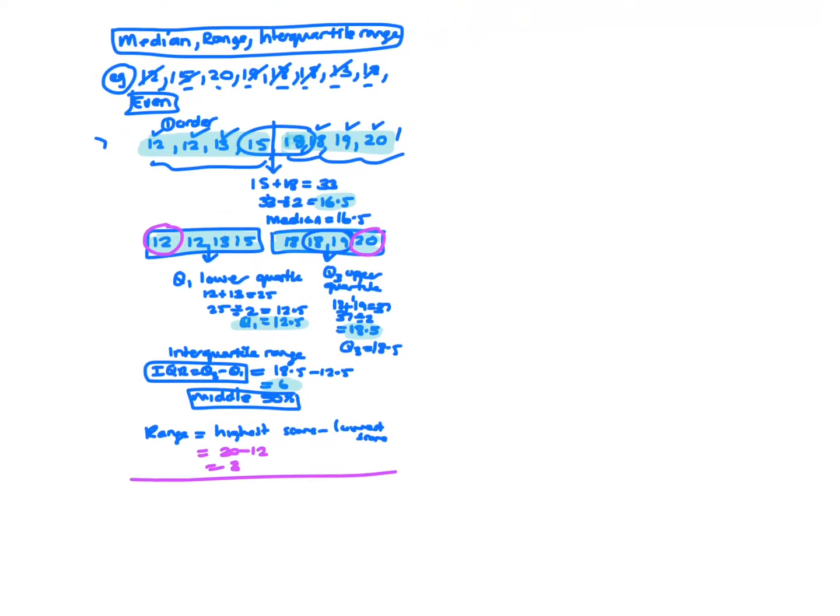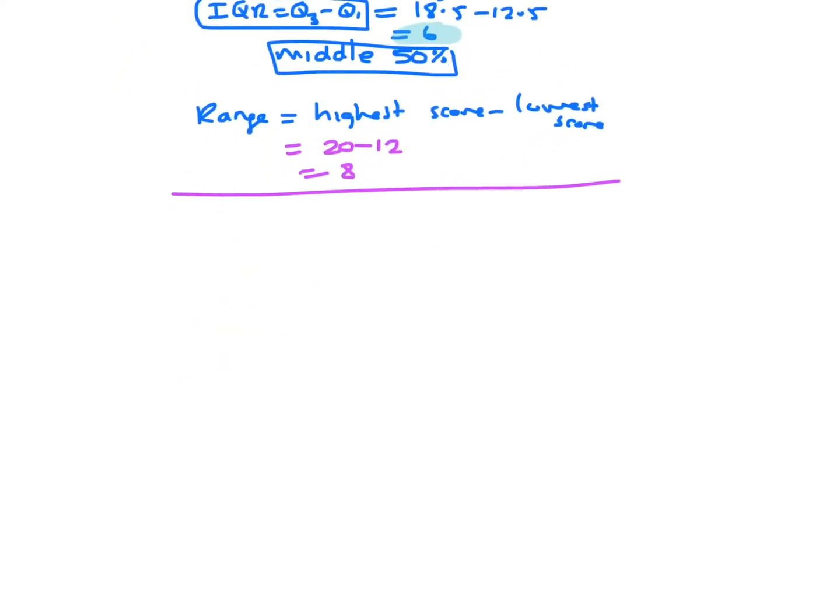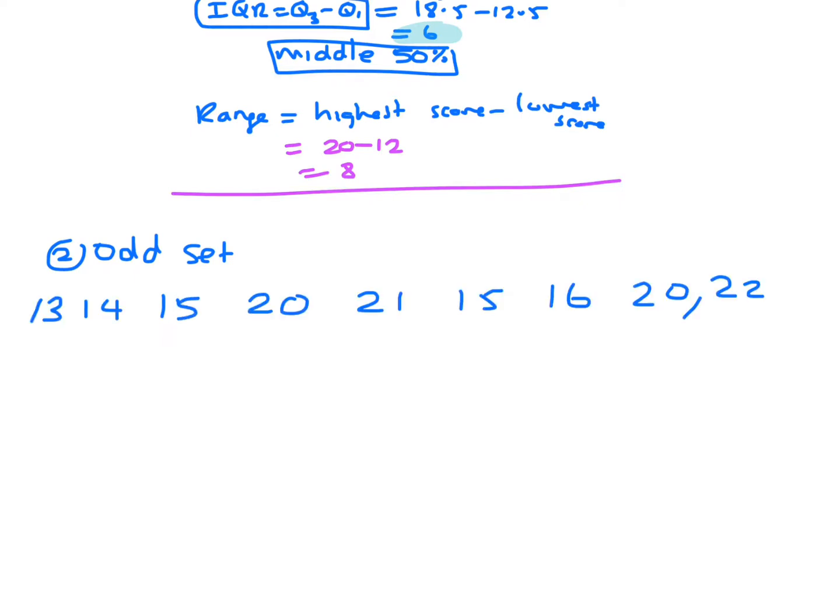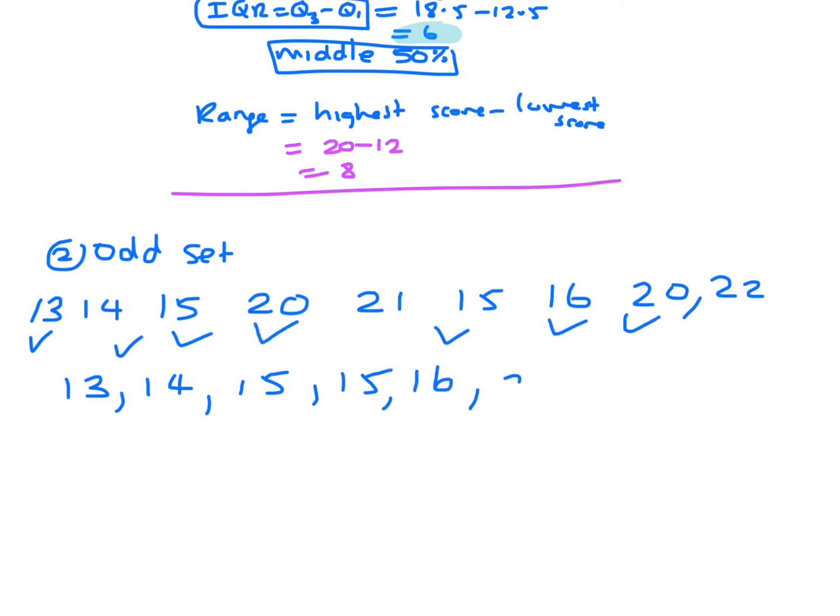So what would happen if you had a set of data that is odd? So we're just going to look at an odd set of data. Let's go 1, 2, 3, 4, 5, 6, 7, 8, 9. Okay, so first of all, let's get this data in order. We've got 13, 14, 15, 15, then we're going to go 16, 20, 20, 21, 22. That's 1, 2, 3, 4, 5, 6, 7, 8, 9.